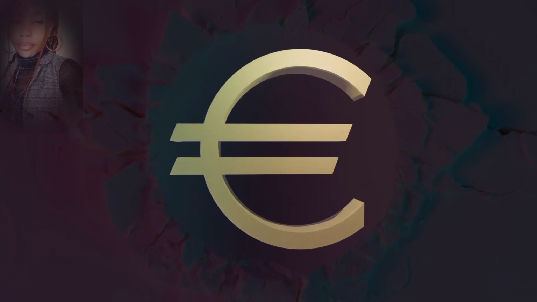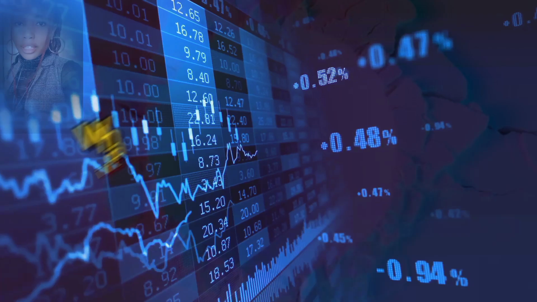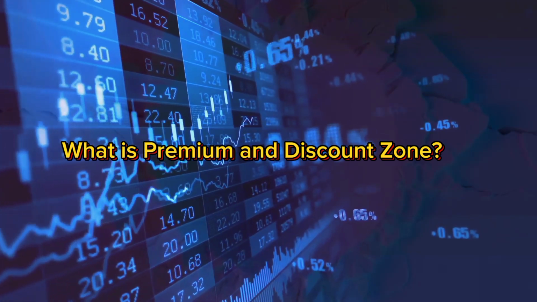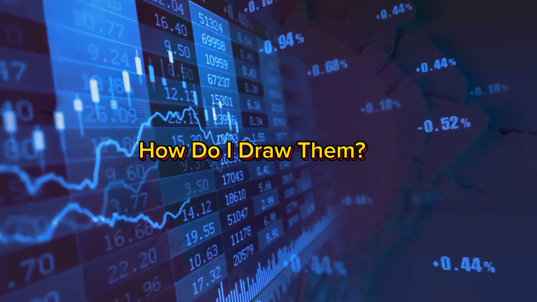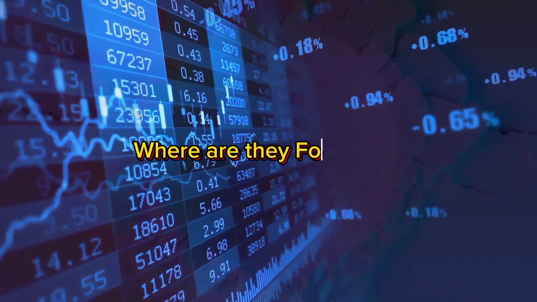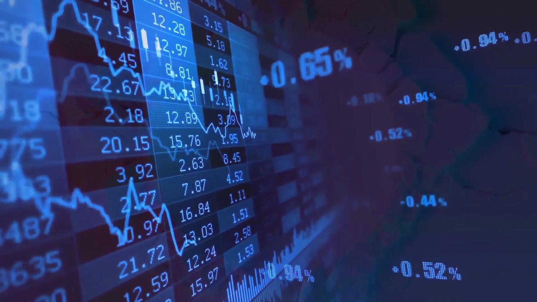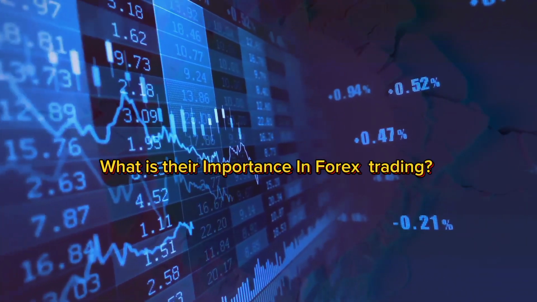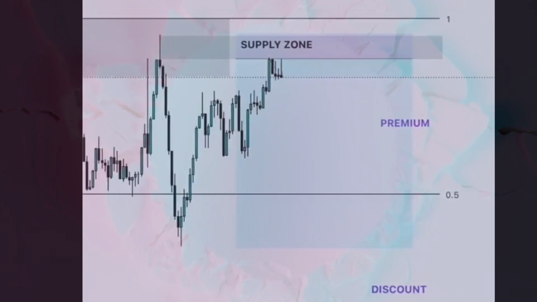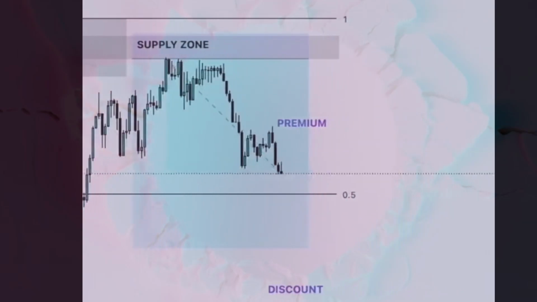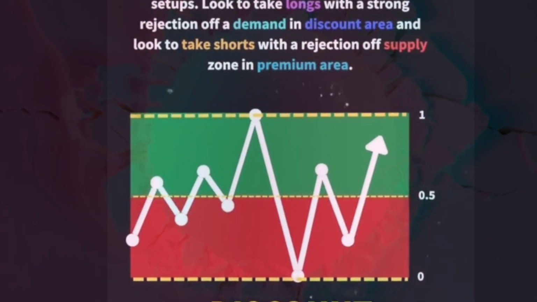Now, I know you are asking yourself, what are these premium and discount zones? How do I draw them? Where are they found? How do you know this is premium and this is discount zone? What is their importance in Forex? For you to understand this, allow me to show you everything about premium and discount zones.